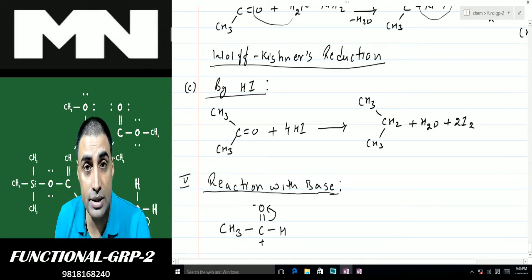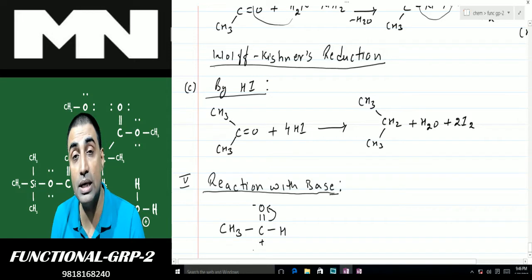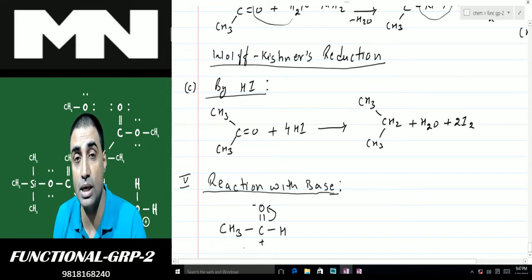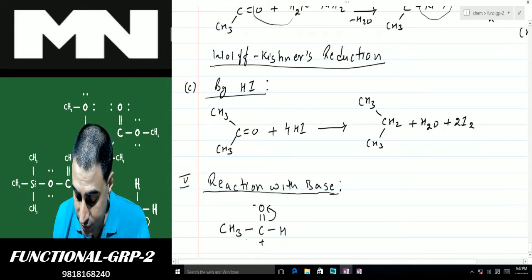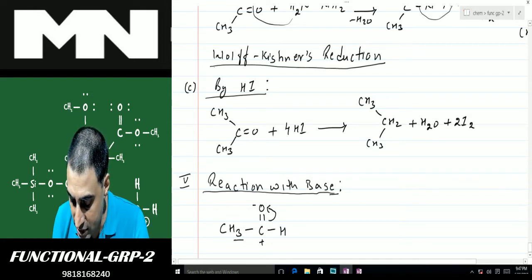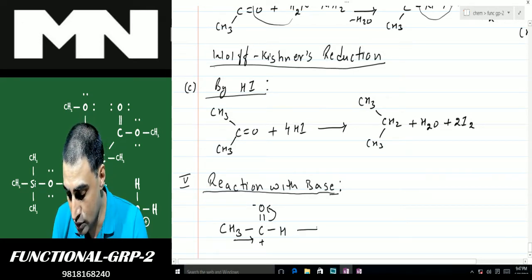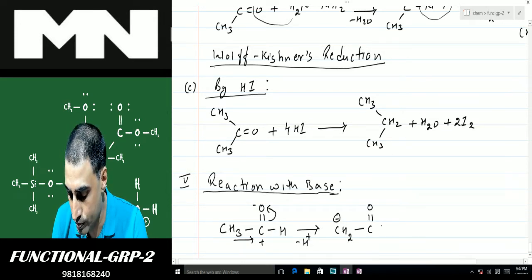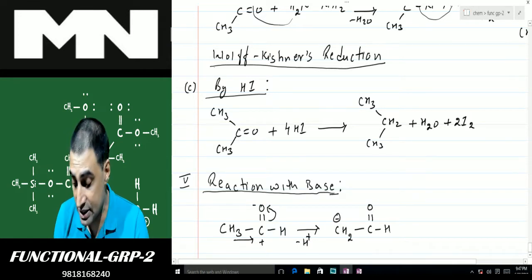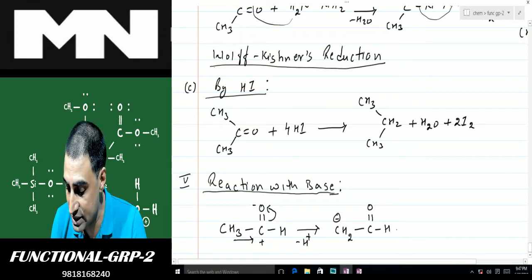This carbocation is more electronegative than the alkyl group, or we can say the carbon attached to the alkyl group. It withdraws electrons from this alkyl group, and in this process this alkyl group will release H positive ion. So this alkyl group will donate H positive ion and we will get CH2 negative CHO. This anion which is formed is resonance stabilized.